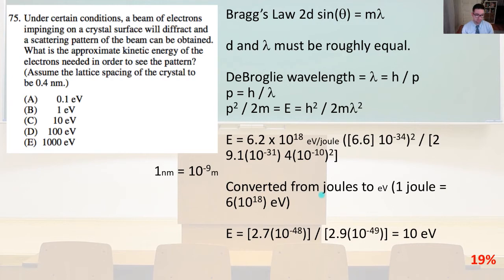And we need to remember that 1 nanometer, refer back to your cover sheet, where we have our conversions. 1 nanometer equals 10 to the negative 9 meters. And as you saw, we converted from joules to electron volts. So 1 joule equals 6 times 10 to the 18 electron volts. And so our energy is going to equal 2.7 times 10 to the negative 48 divided by 2.9 times 10 to the negative 49 equals about 10 electron volts, and that is answer C.